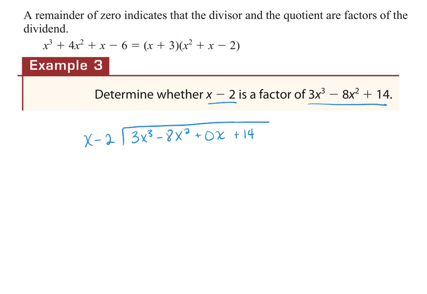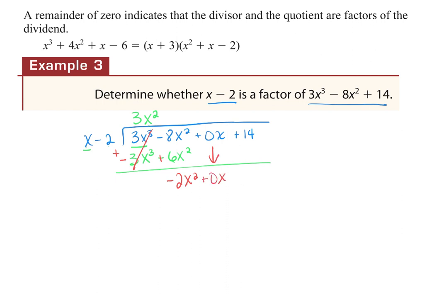All right. What do I need to multiply x by to get 3x cubed? A 3 and an x squared, right? So I'm going to say 3x squared, and I'm going to multiply through. 3x squared times x is 3x cubed. 3x squared times negative 2 is negative 6x squared. I'm going to do adding the opposite here. 3 and negative 3 cancel. Negative 8 and positive 6 give me a negative 2x squared. And I'm going to bring down the 0x.